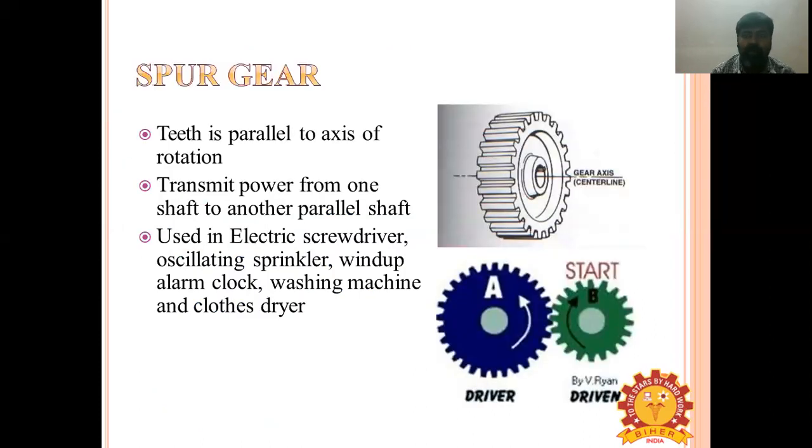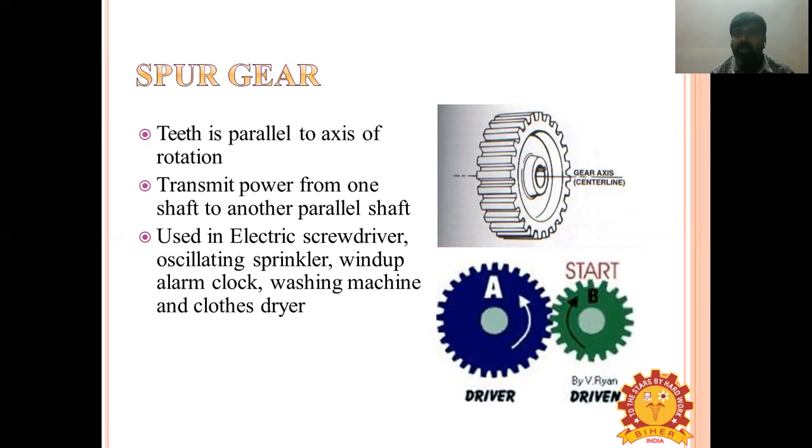Come to the spur gear. What is a spur gear? In a spur gear, the teeth are straight and parallel to the axis of the wheels. They are very much used to transmit rotary motion between parallel shafts. And this gearing may be internal or external.